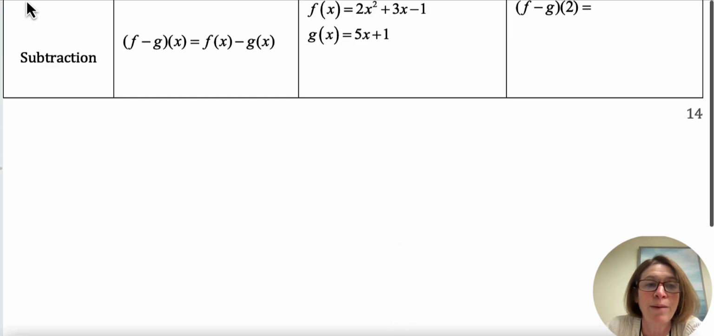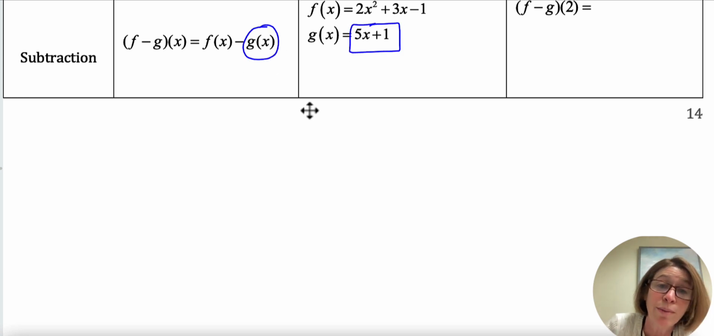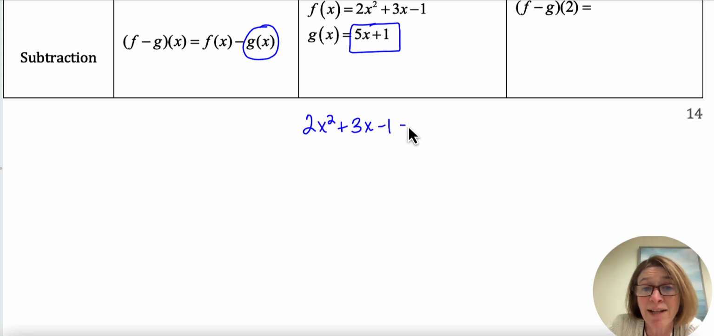Same thing is true about subtraction. f minus g of x means the same thing as f of x minus g of x. Do want to be careful though, because g of x now we see as an expression. So when we subtract, we're going to want to make sure that any expressions being subtracted go in parentheses. Why? Because you have to distribute your negative.